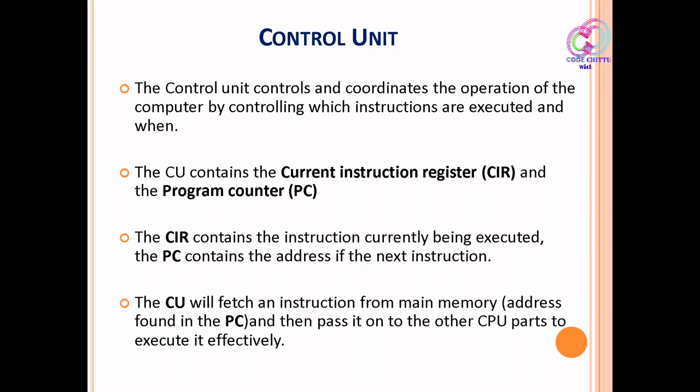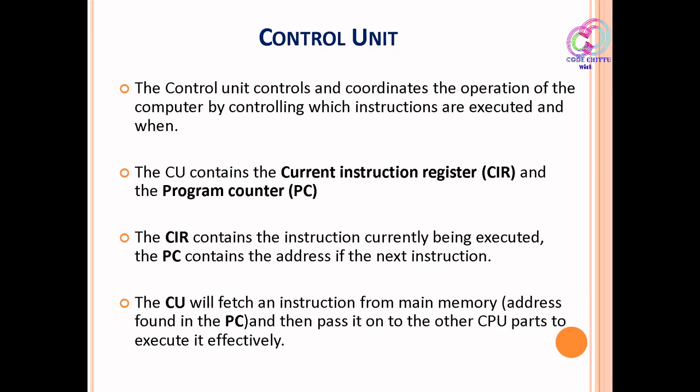So everything, when we have to fetch, when we have to execute, from where we have to fetch, and how we have to execute, is decided by the control unit. This control unit contains two registers, that is the current instruction register and the program counter. In the current instruction register, as the name itself says, the instruction it is currently going to process will be present in the CIR. And the program counter will count one by one, so it will store the address of the next instruction to be fetched.